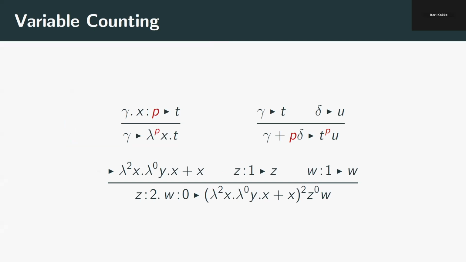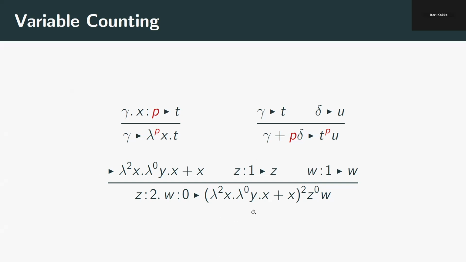I'm not going to tell you exactly how this works, but the main idea is that we have this triangle kind of typing judgment, which is for counting. It assigns some context gamma, telling us how many times the free variables of the term are being used. And we use some kind of addition and multiplication to count up how many times variables are used.